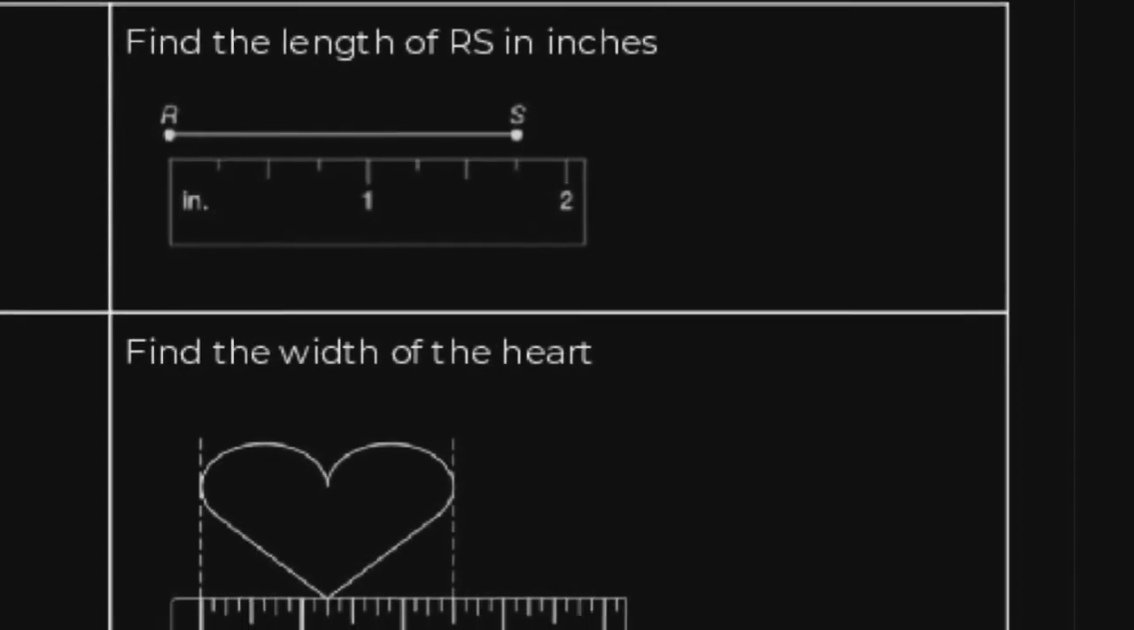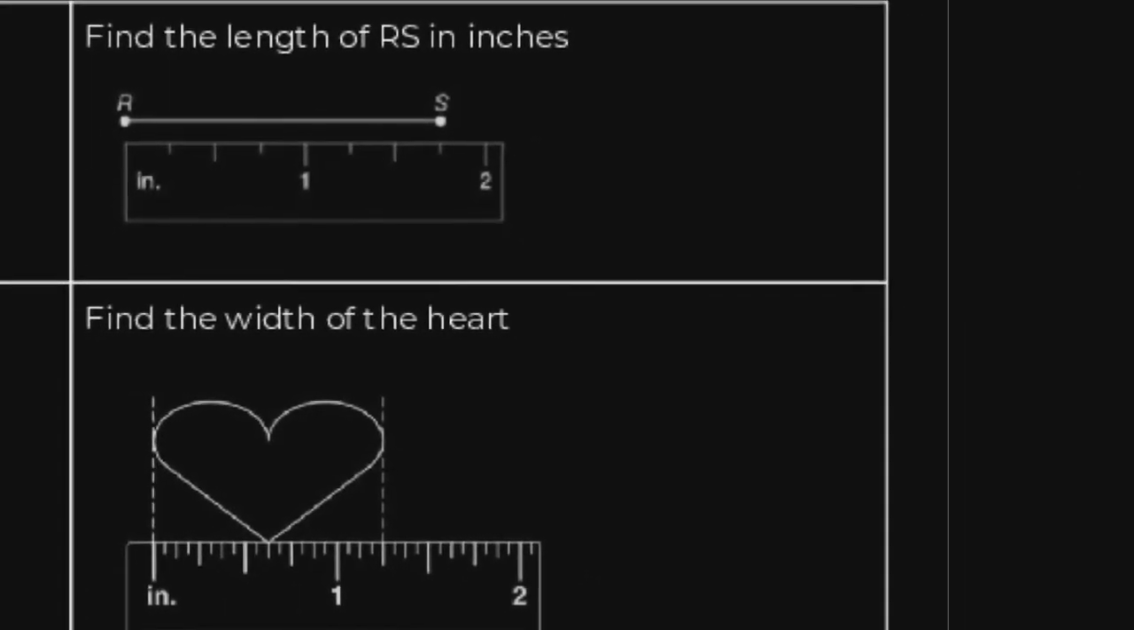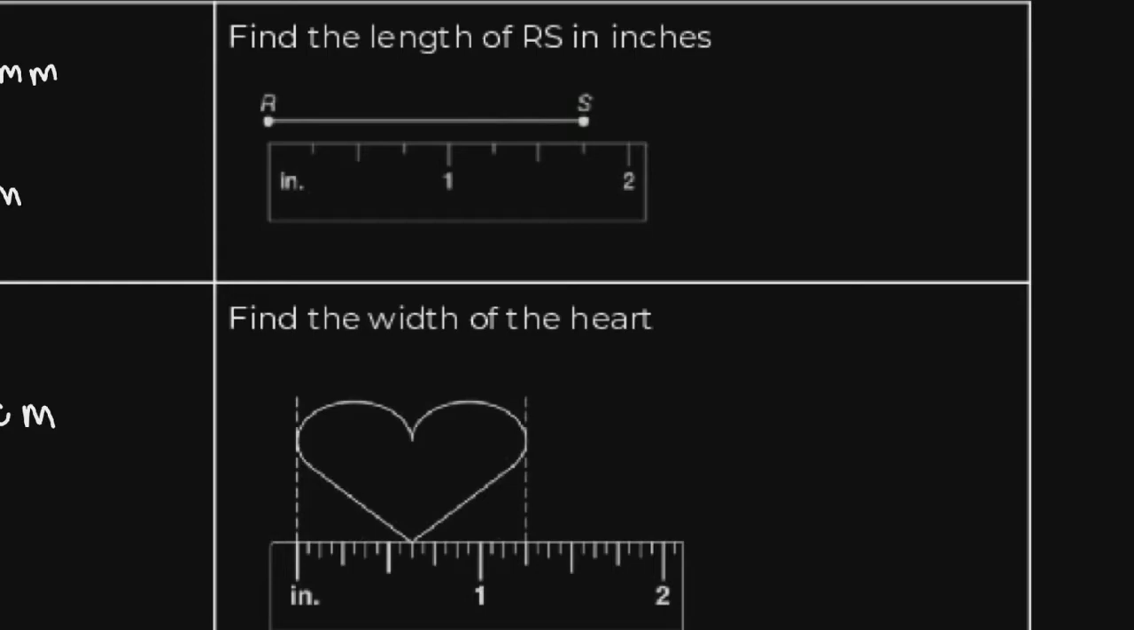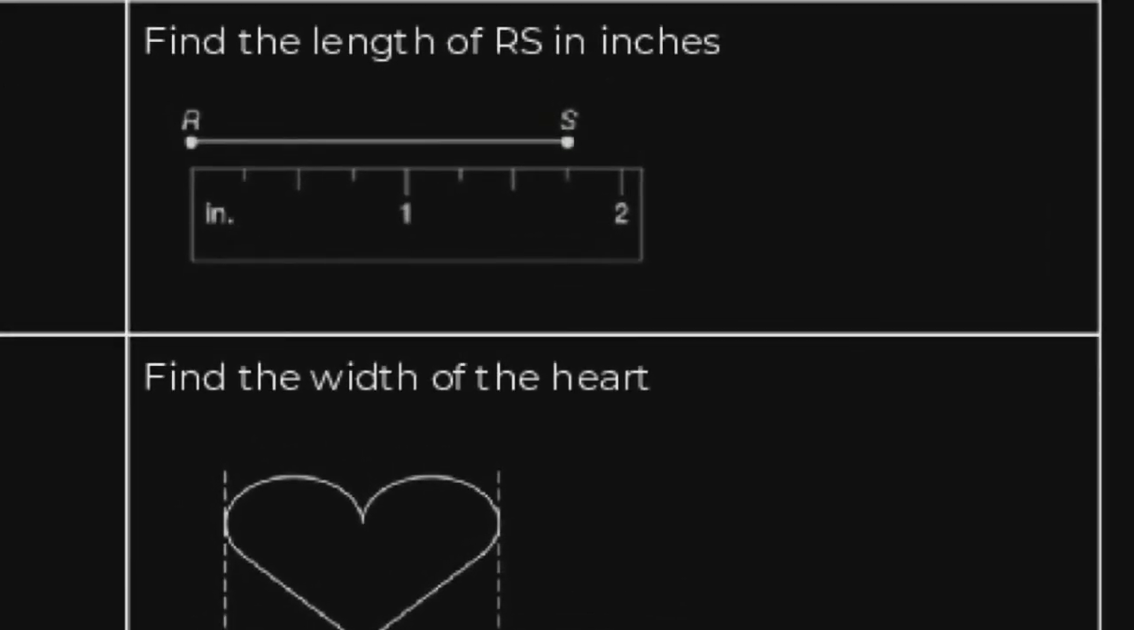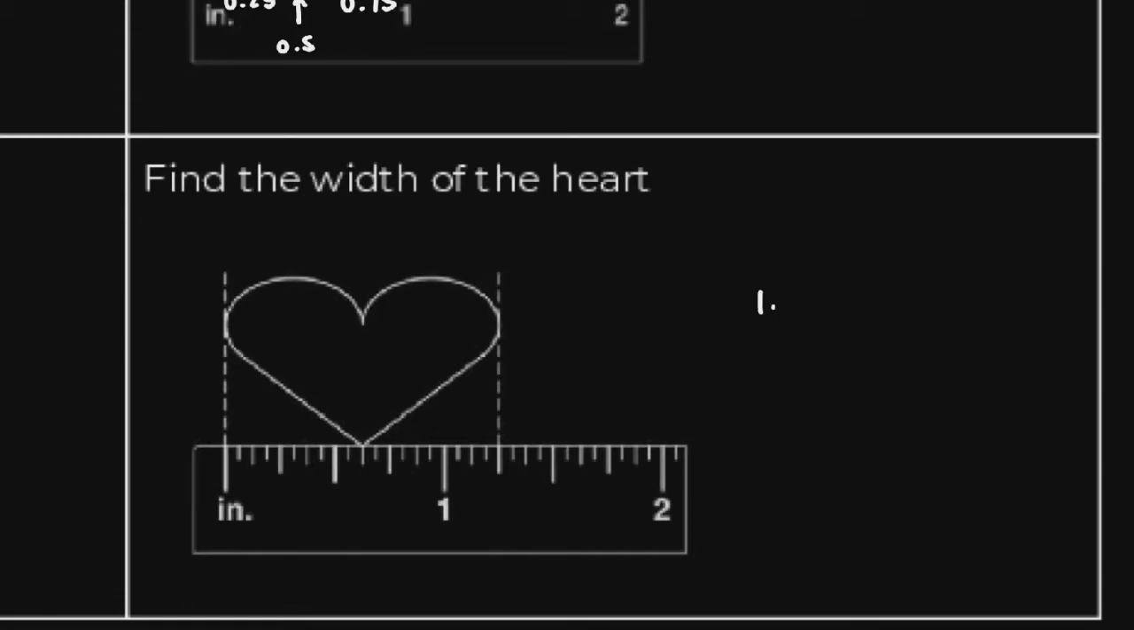Next we have find the length of RS in inches. Our ruler is in inches, which means we don't have to convert anything. Since the distance between 0 and 1 is split into 4 parts, we know that each piece is 0.25 inches. So that means RS is 1.75 inches. If we look at the width of the heart, it lands at 1.25 inches.